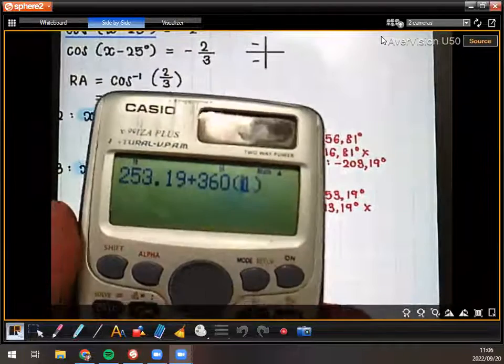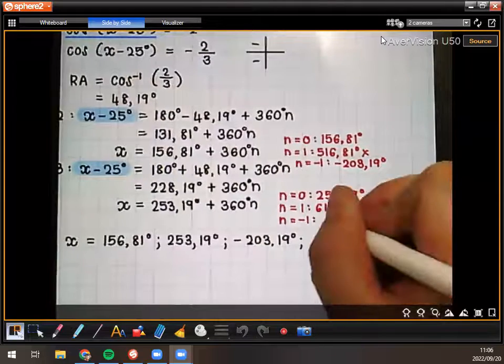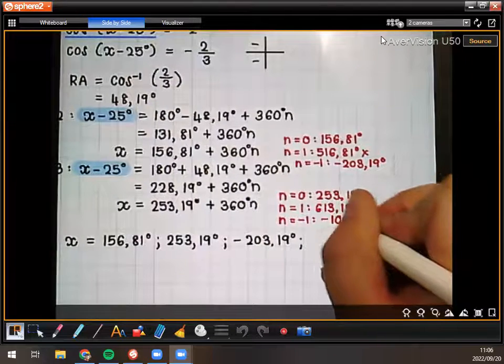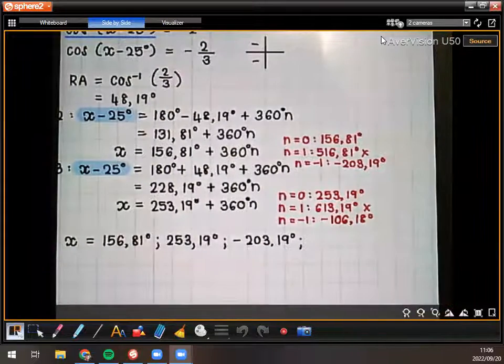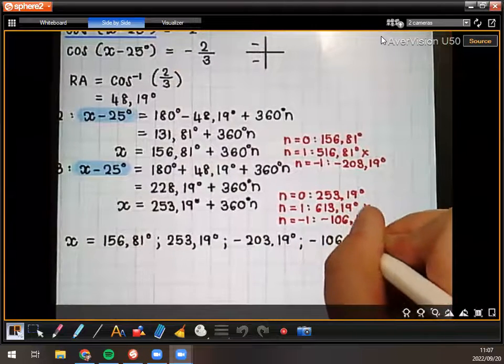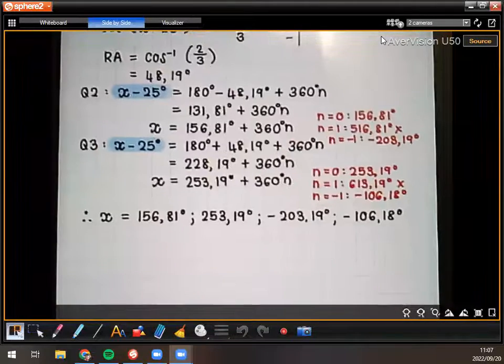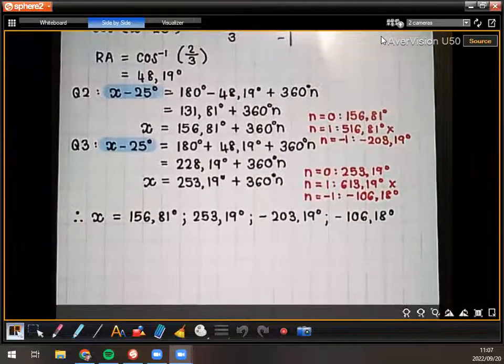If I change that 1 to negative 1, I'm going to get negative 106.18. Does that one work? Yes, okay, that is between negative 360 and 360. So we write negative 106.18. If I typed in negative 2, it would have been too small again. Alright, so those are the four specific solutions that I can get between negative 360 and 360.